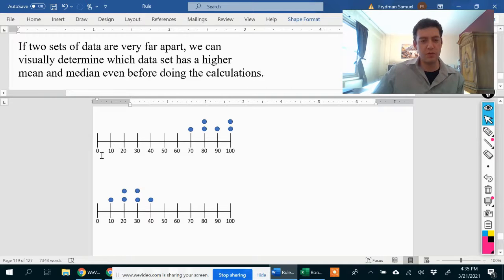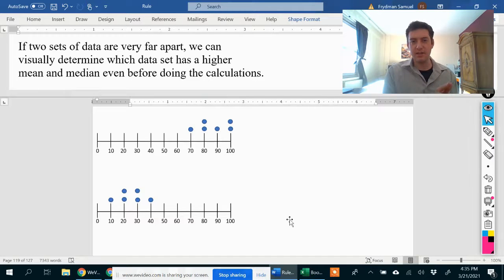Okay, and by the way, the number lines are also the same. I have them both going from 0 to 100. So I want to ask you now, which data set has a higher mean and median? And I want you to answer that question just by looking at the data without actually doing the calculations. For which data set is the center higher?